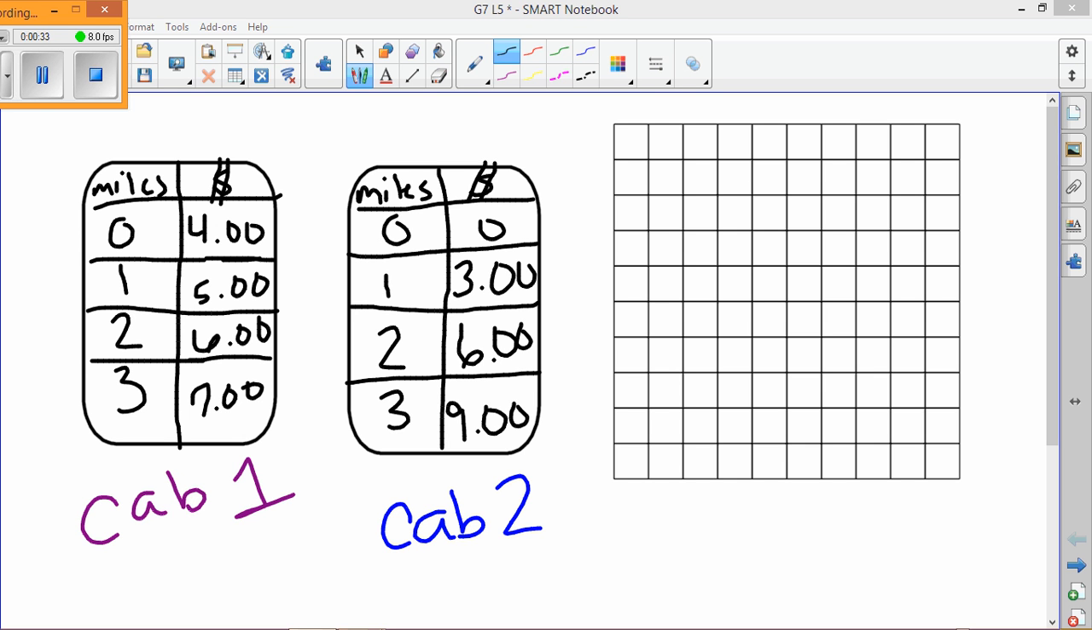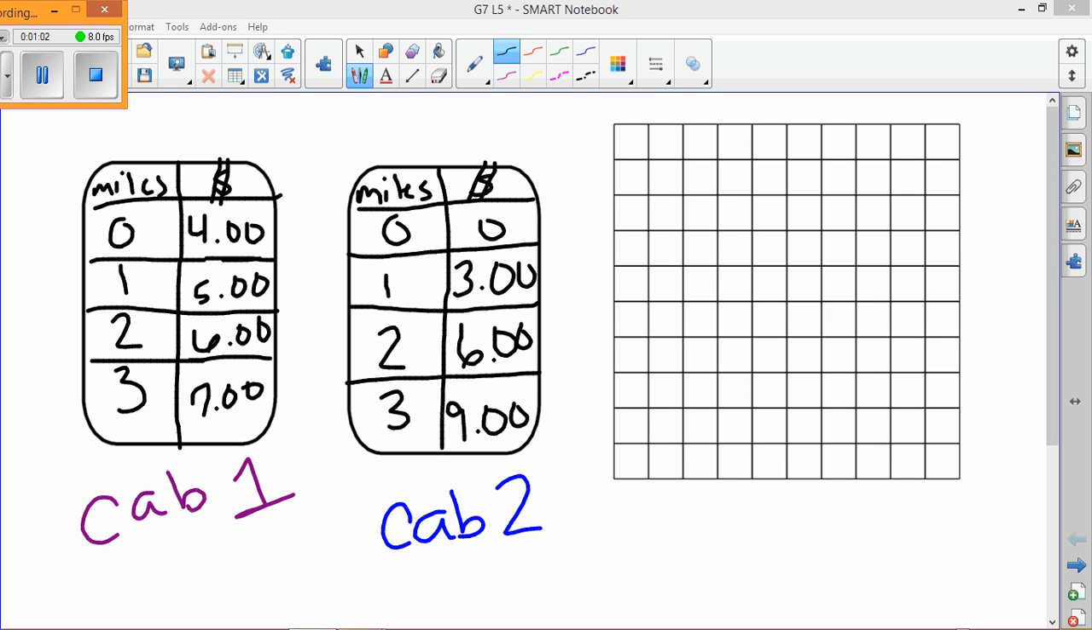So when you get into the cab, it's $4, and after 1 mile, it would be 4 plus 1, which would be 5. So then $6 for 2 miles and $7 for 3 miles. Cab company number two charges no initial fee, but charges a much pricier $3 per mile. So initially no fee, 1 mile would be $3, 2 miles would be $6, and 3 miles would be $9.